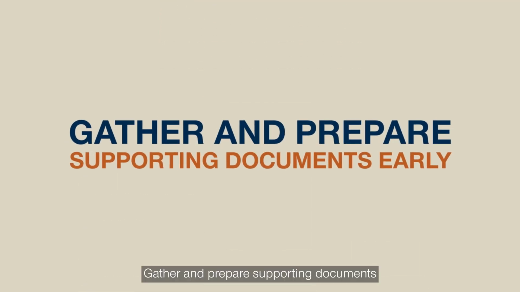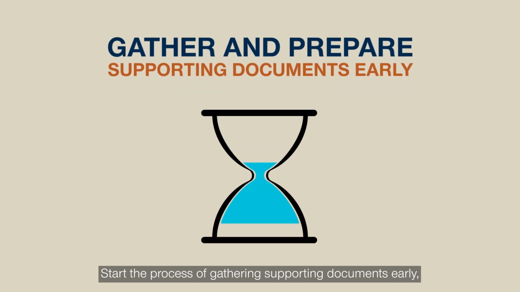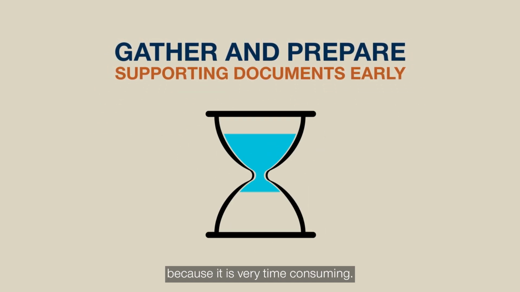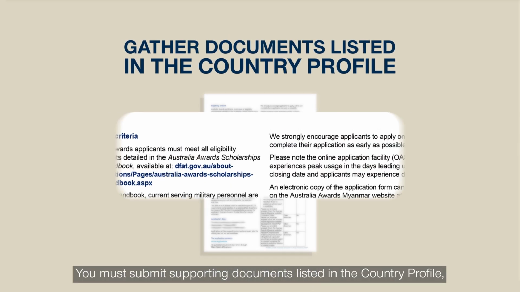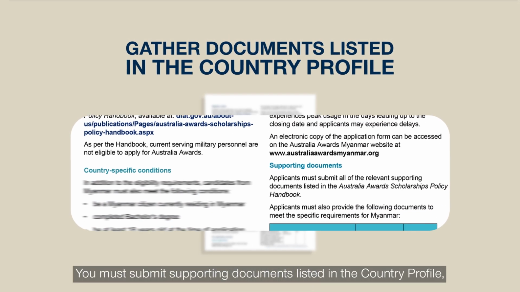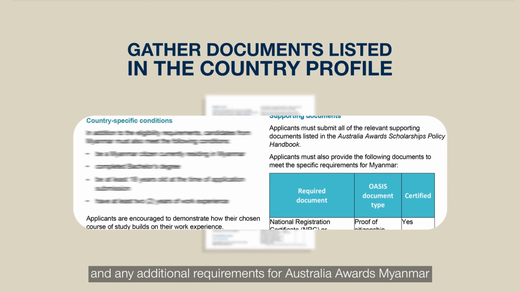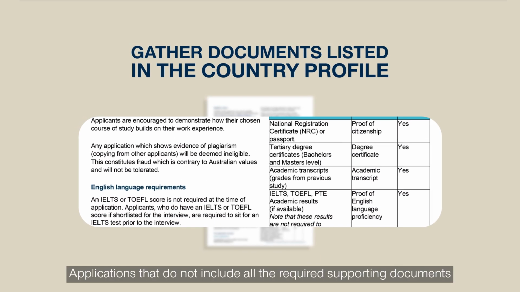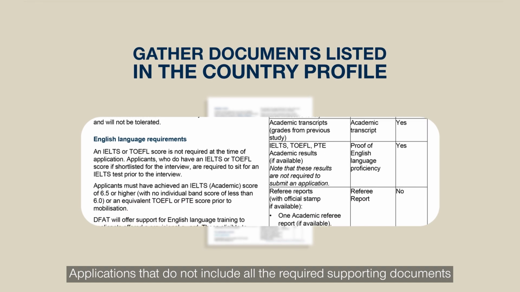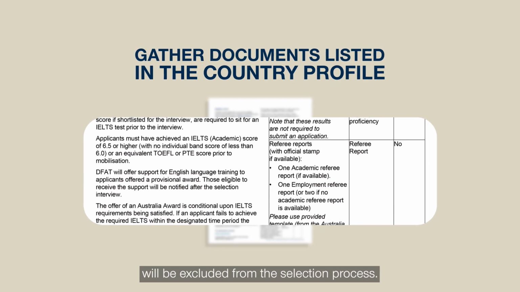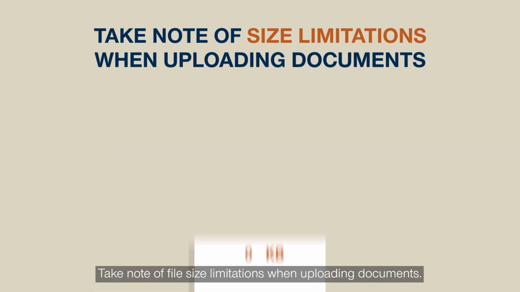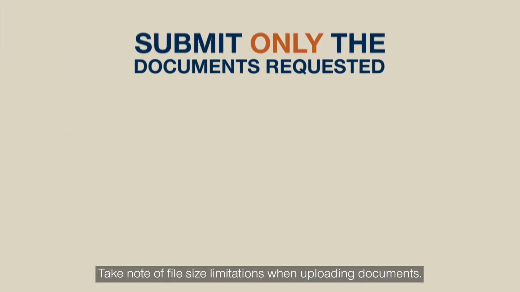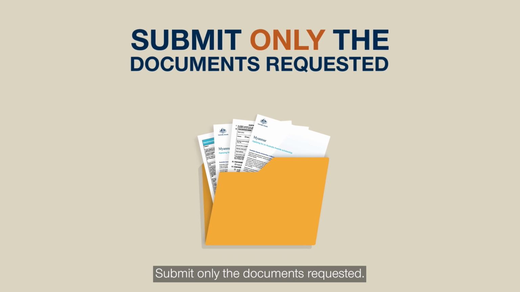Gather and prepare supporting documents. Start the process of gathering supporting documents early because it is very time-consuming. You must submit supporting documents listed in the country profile and any additional requirements for Australia Awards Myanmar before the deadline. Applications that do not include all the required supporting documents will be excluded from the selection process. Take note of the file size limitations when uploading documents. Submit only the documents requested.